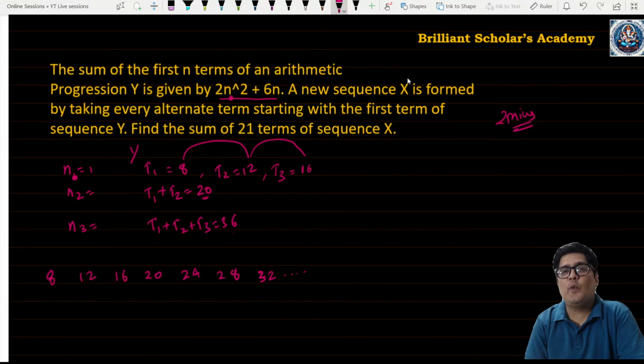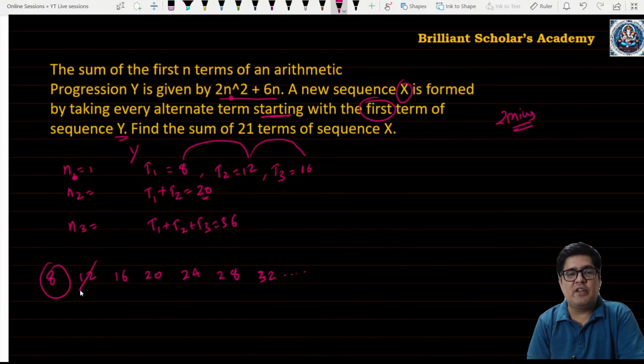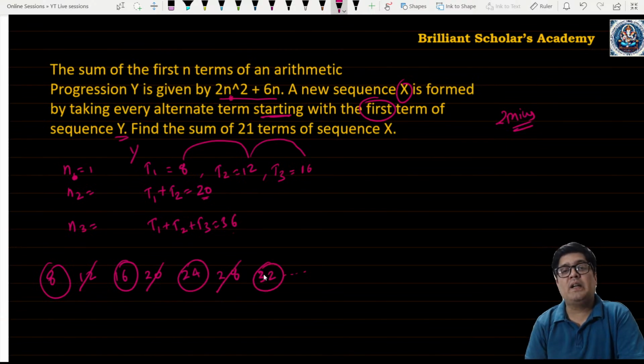A new sequence X is formed by taking every alternate term of sequence Y, starting with the first term of sequence Y. So I will take 8, I will reject this, I will take 16, I will reject this, I will take 24, I will reject this, and so on. Now I have 21 terms and I want to add them. So this gives me an idea.